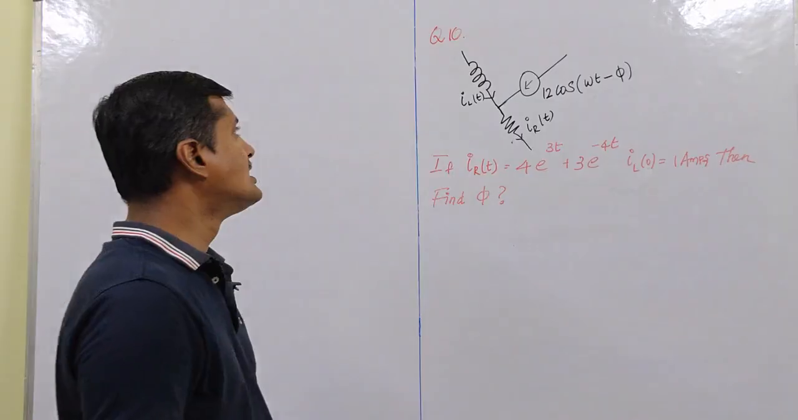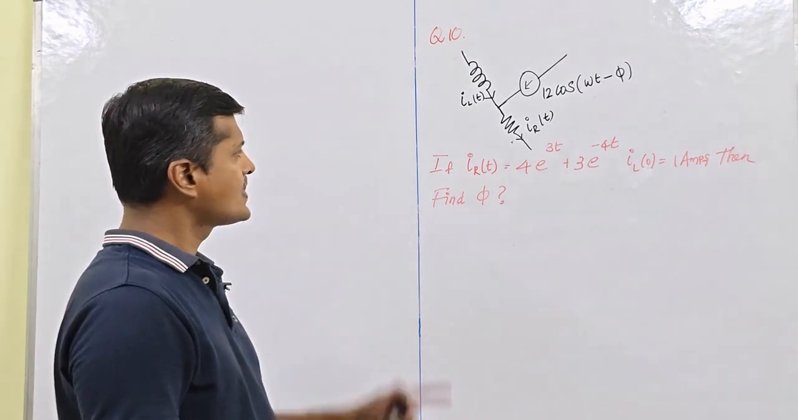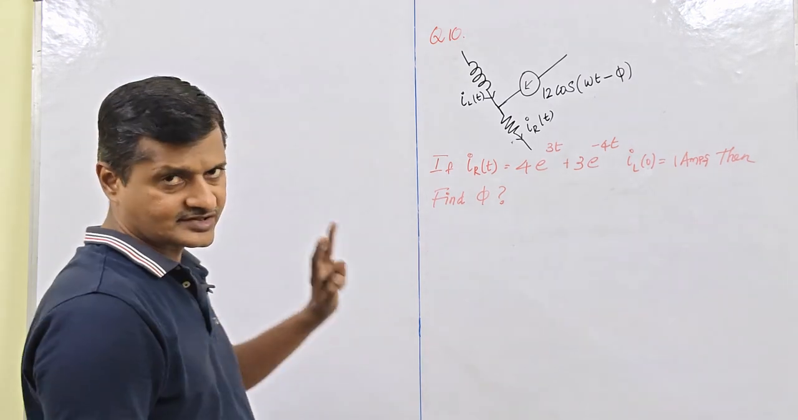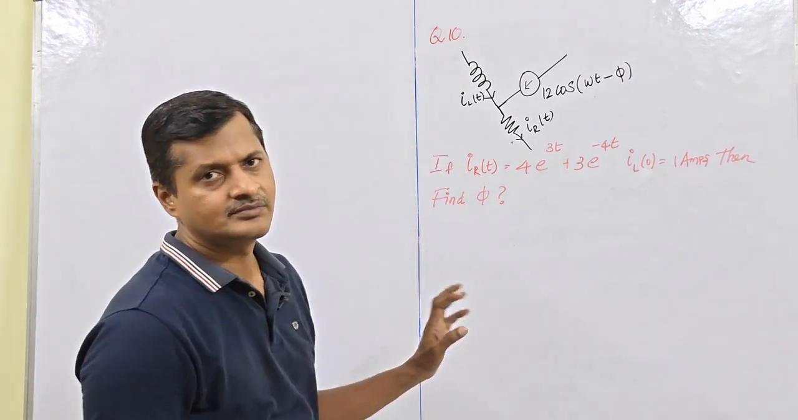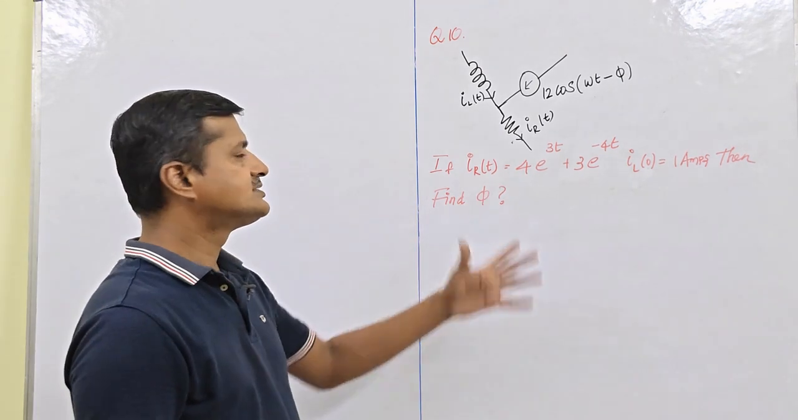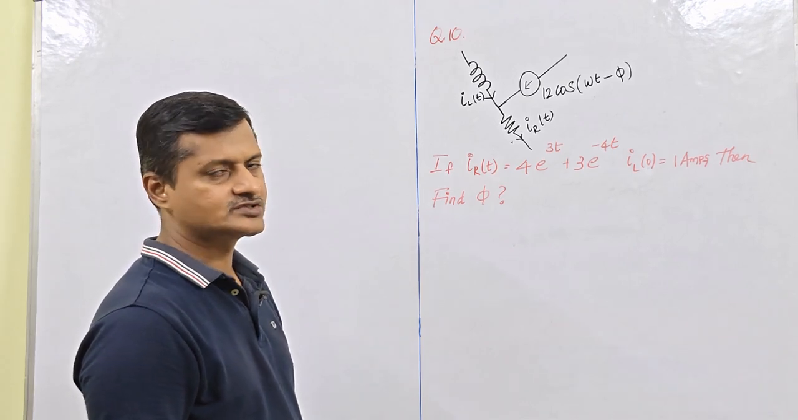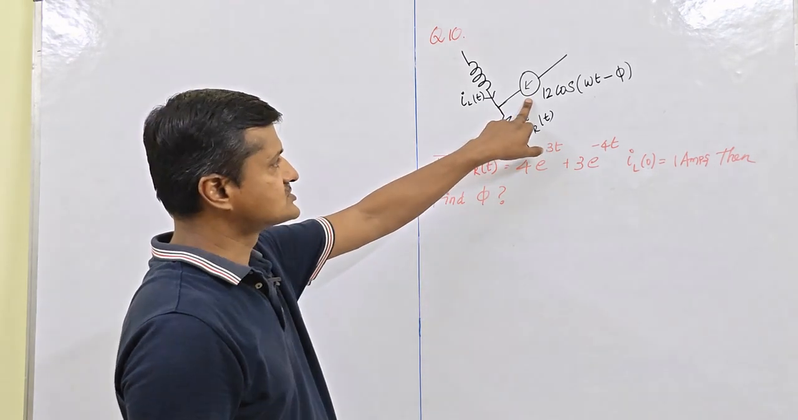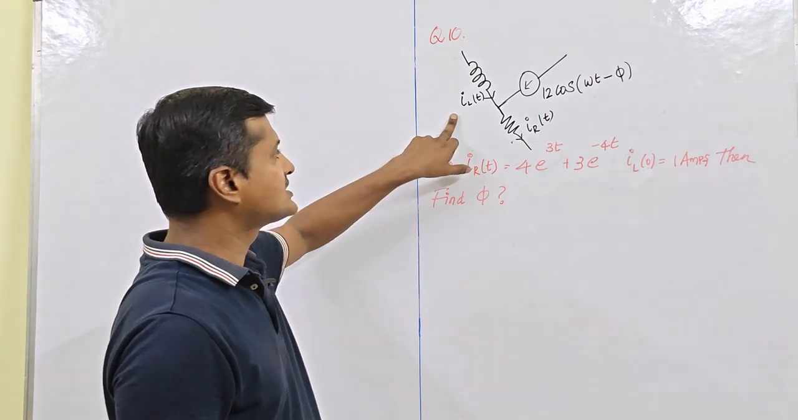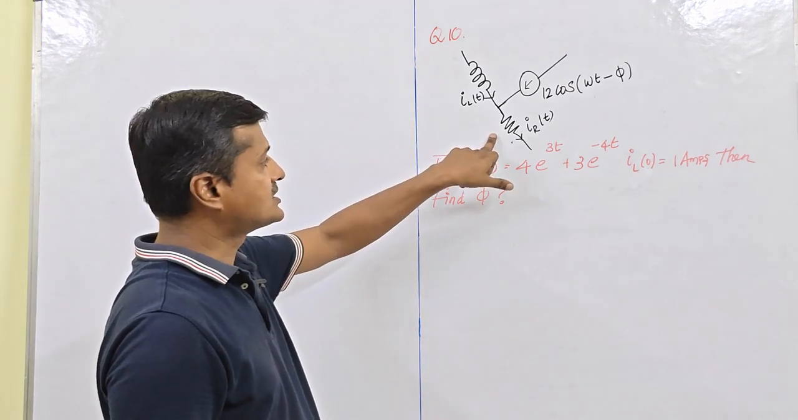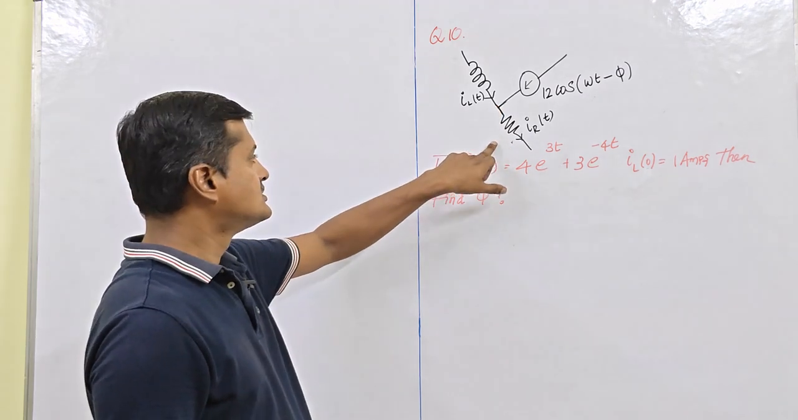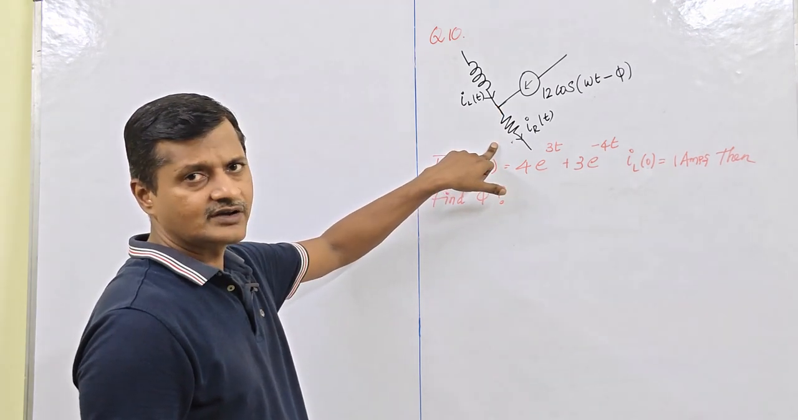Next, problem number 10. In the given circuit we have to find the value of phi by using Kirchhoff's current law. So far we were dealing with DC circuits; here it's an AC source connected. The AC current source is 12 cos(omega t minus phi). There is an inductor current IL of t and another current IR of t. The inductor current is source current entering the node, and the resistor current is leaving the node.